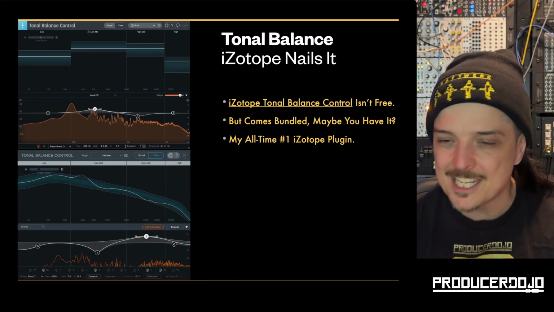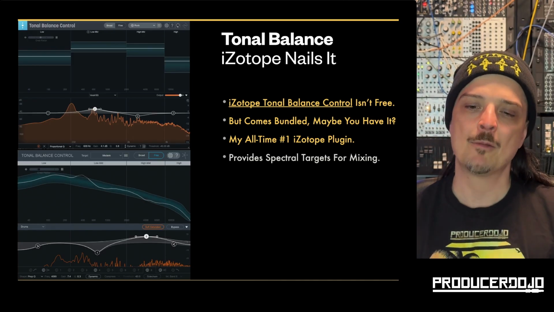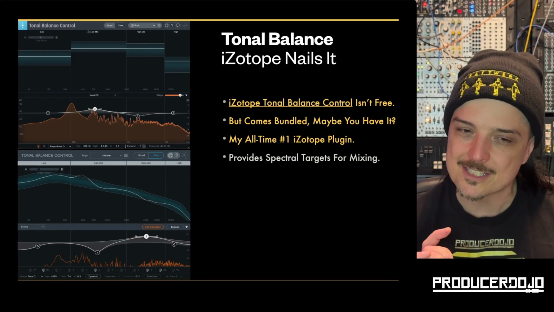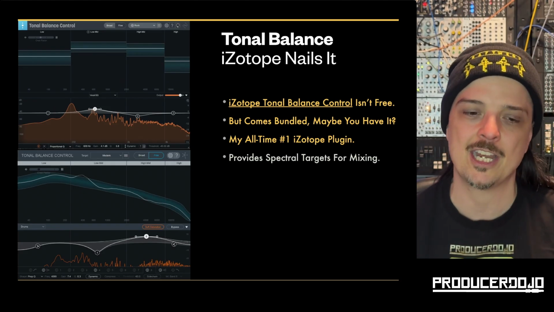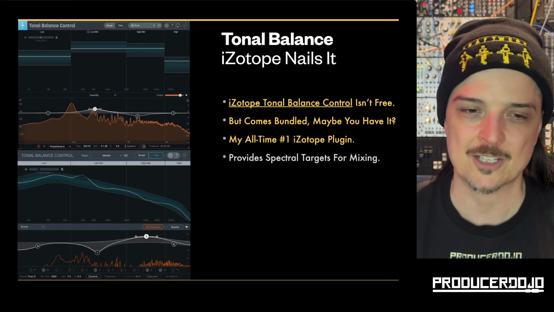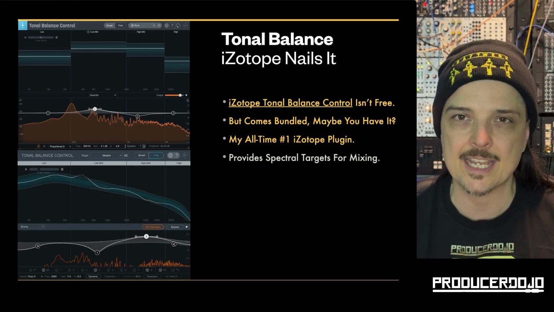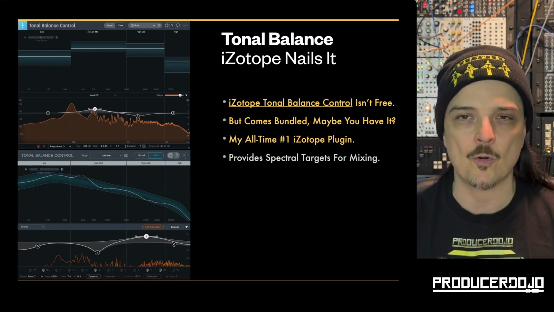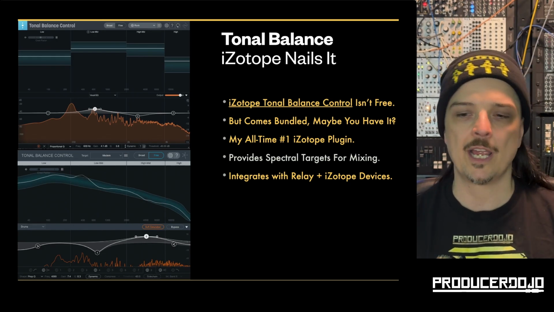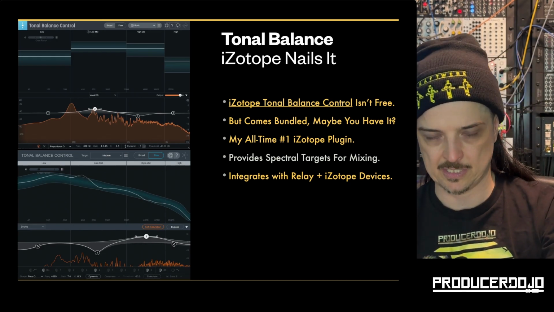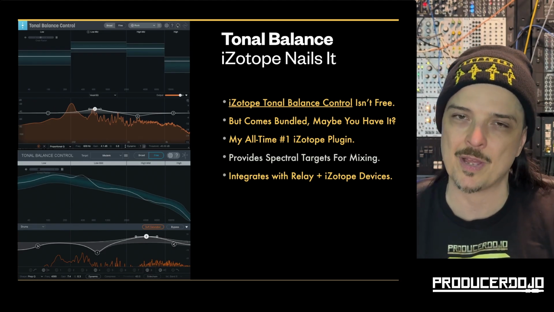I've used it more than any of the other ones. I absolutely cannot live without this when mixing. It provides spectral targets for mixing, like a target range of dynamics across the spectrum, and the averaging functions and the way it all works just really makes sense. It's helped my mixes translate so much more. I can't imagine mixing without it now. It integrates with Relay and the other iZotope devices, and that's how you're seeing the additional EQ and stuff that's not actually part of Tonal Balance Control.